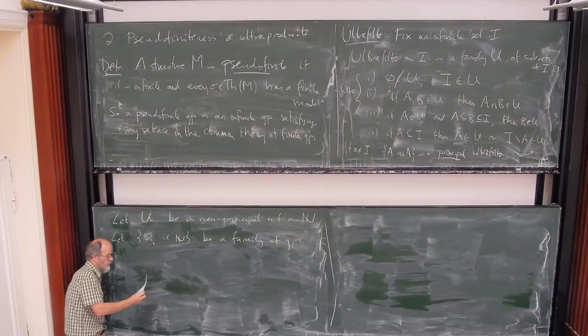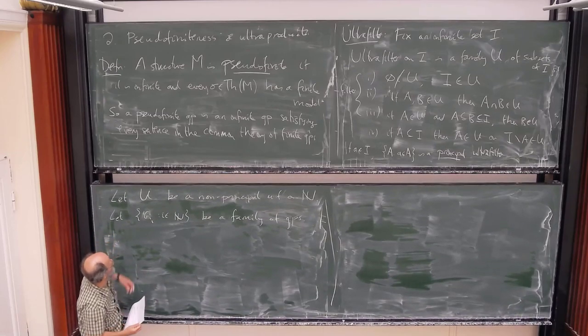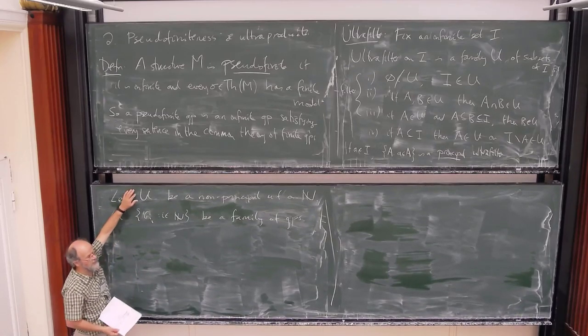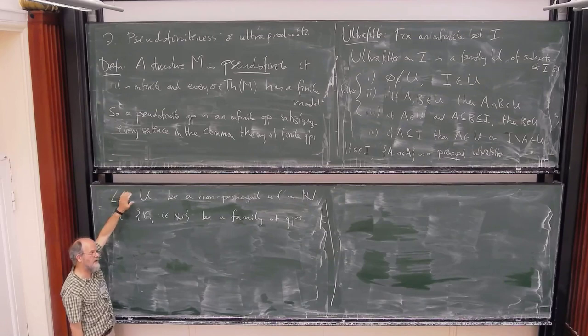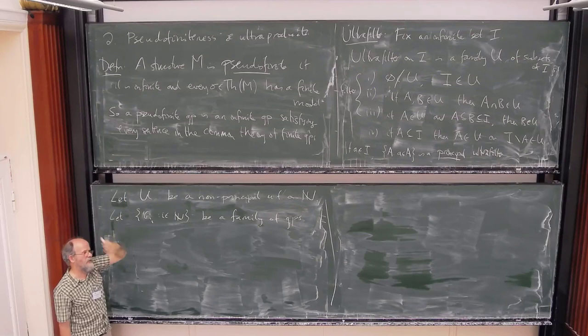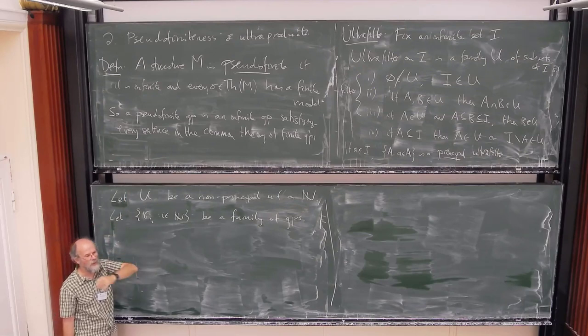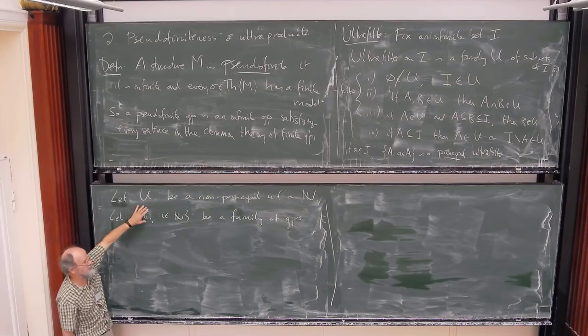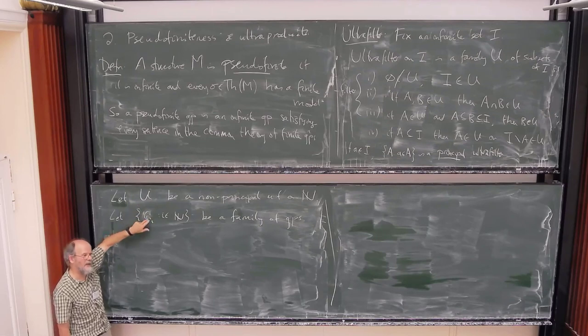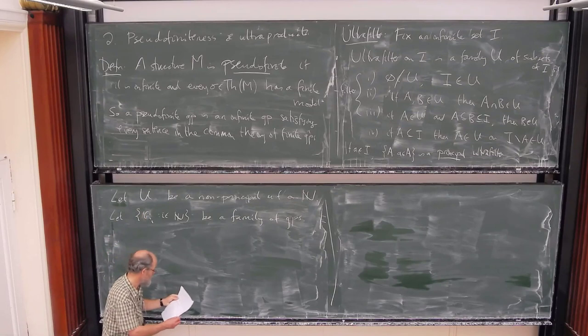Okay, so the idea is the ultrafilter gives us a notion of largeness. A large set is a set in the ultrafilter. So it gives you a way of saying a property holds almost everywhere. A property holds in almost all groups of this family if the set of all i where it holds is in the ultrafilter. That's the intuition.